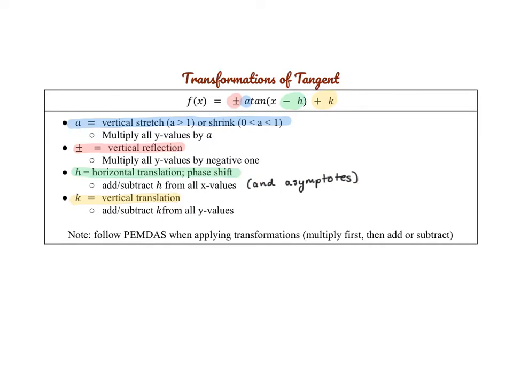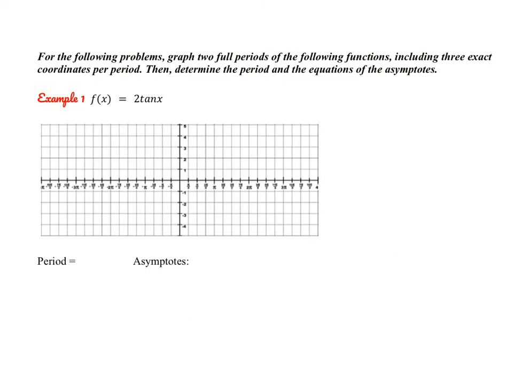Just like we're doing with sine and cosine, we're always going to follow PEMDAS when we're applying our transformations. So we always do multiplication before we add or subtract. All right, for each of these, we're going to graph 2 full periods of our functions, and we're going to make sure that we include 3 exact coordinates per period as well as the asymptotes, and then we're going to determine what is the period of our function and what are the equations of the asymptotes.